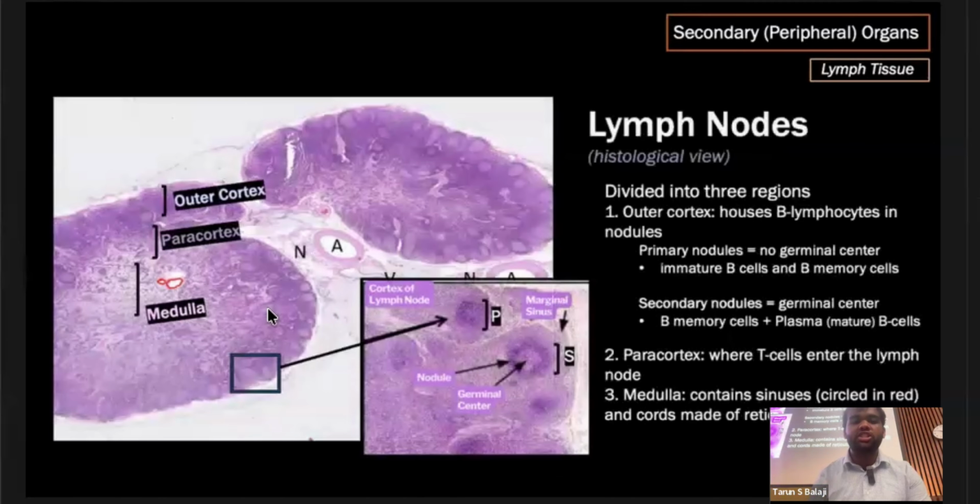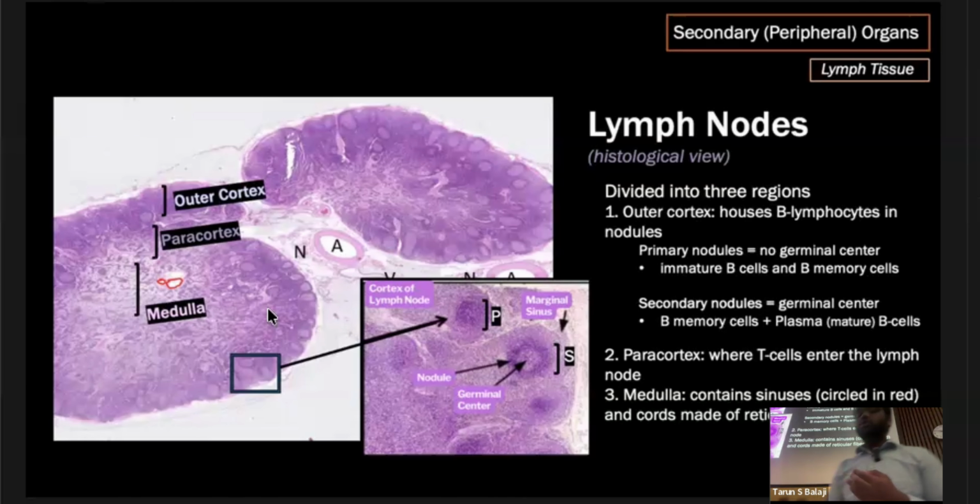Okay, we're just gonna look at our outer cortex for a second. We've got primary nodules and secondary nodules. Now, don't get too hung up on this. How do you differentiate these, especially in lab? Well, your primary nodules, you're going to see a big dark blob in tissue. Primary nodules are called primary because there's no germinal center. These are just undifferentiated. These are essentially like a lump of clay just sitting up there.